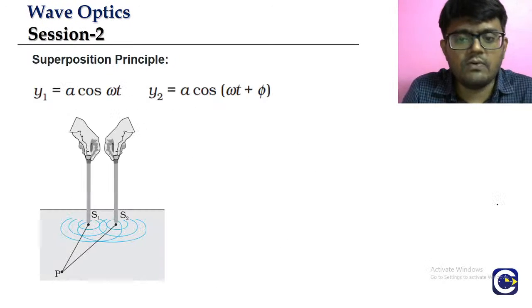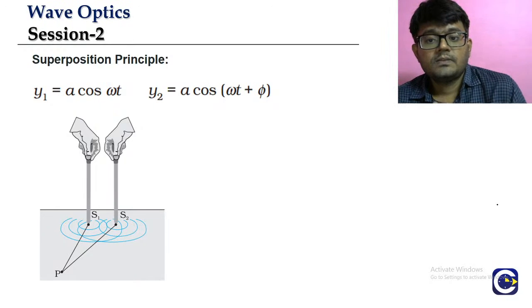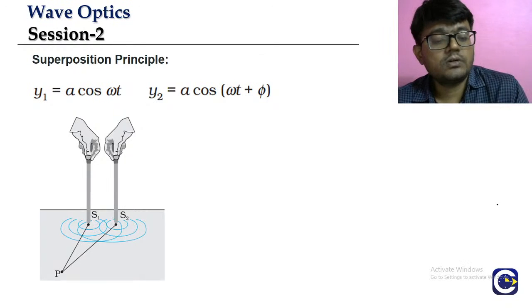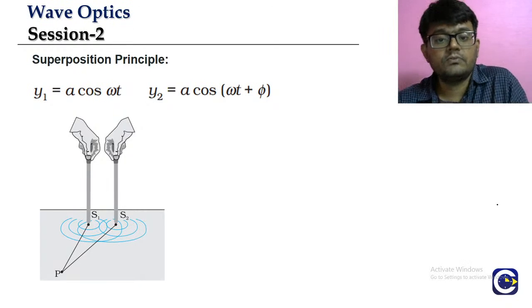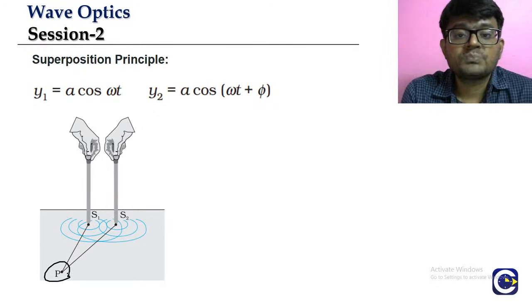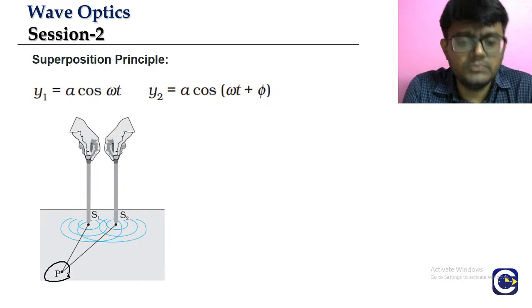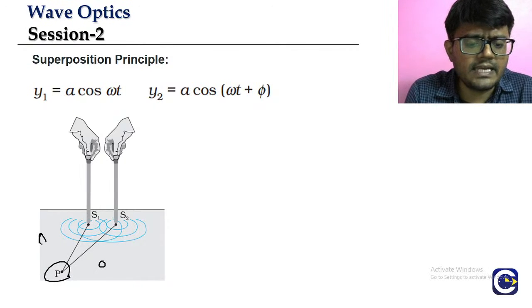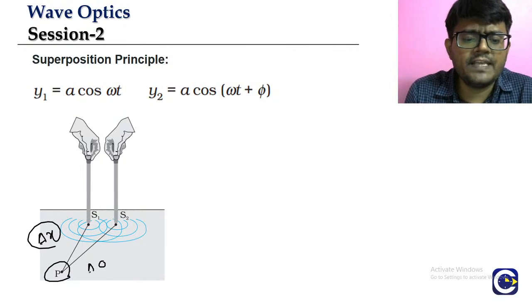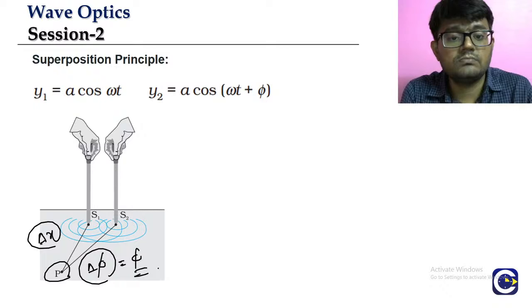Now we will go to the next step, the general case. We talked about the points where we get constructive and destructive interference. But it is not always that the path difference equals n lambda or an odd multiple of lambda by 2. You will have general points where the path difference is some general delta x, and the corresponding phase difference is some delta phi, or we can say phi. General scenario, general point.